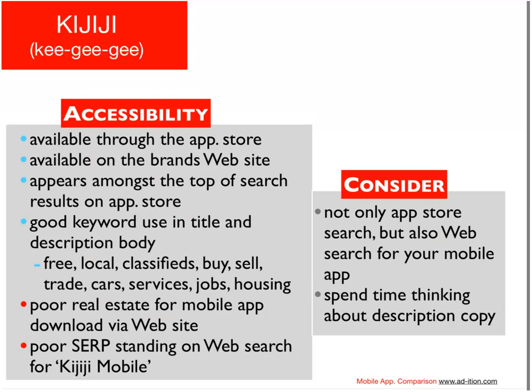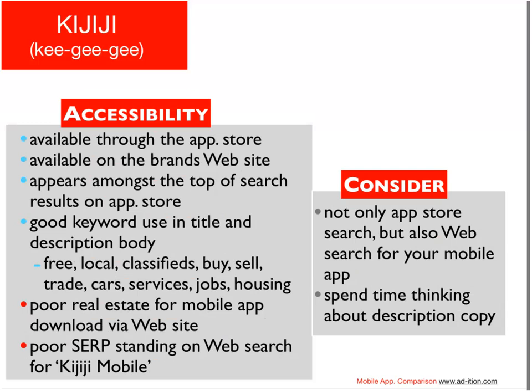Accessibility. So where can I find the application? They've done a pretty good job, actually, when it comes to accessibility. So obviously it's available in the App Store. It's available on the brand's website. And when you're searching the App Store, it appears amongst the top of the search results and across different keyword searches as well.